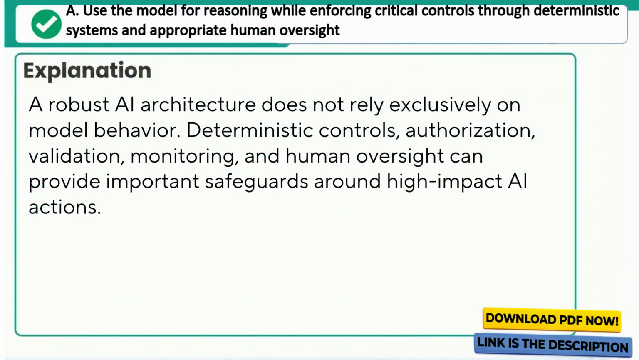Correct answer. A. Use the model for reasoning while enforcing critical controls through deterministic systems and appropriate human oversight. Explanation. A robust AI architecture does not rely exclusively on model behavior. Deterministic controls, authorization, validation, monitoring, and human oversight can provide important safeguards around high-impact AI actions.